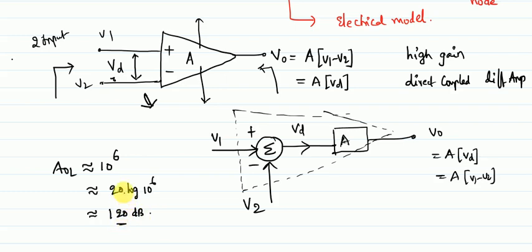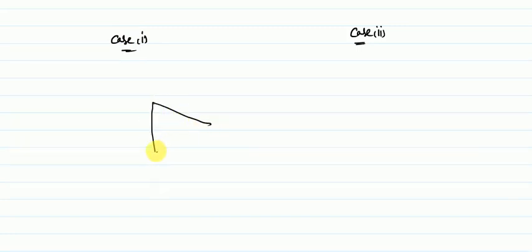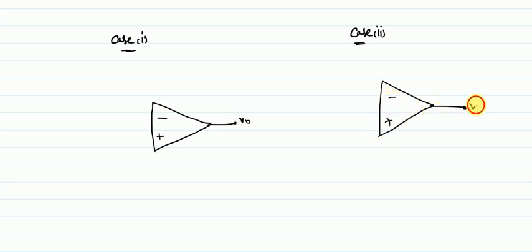Now before explaining the electrical model, let me reveal why the positive terminal is called the voltage summing node and the negative terminal is called the current summing node. So let me take two cases, case 1 and case 2. Let me draw two diagrams here, with minus, plus and V0. Still we didn't enter into feedback, but for the time being you just assume this circuit.